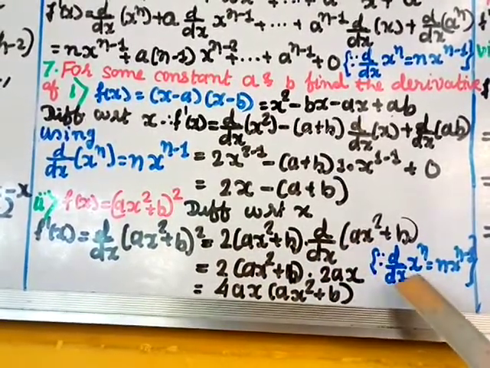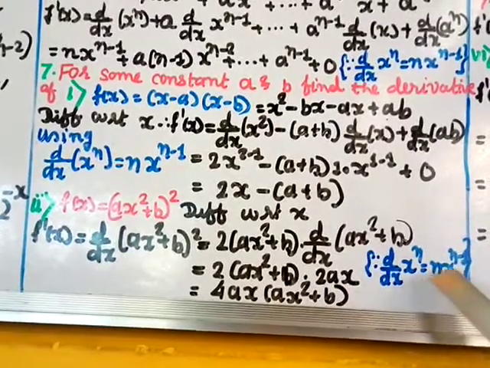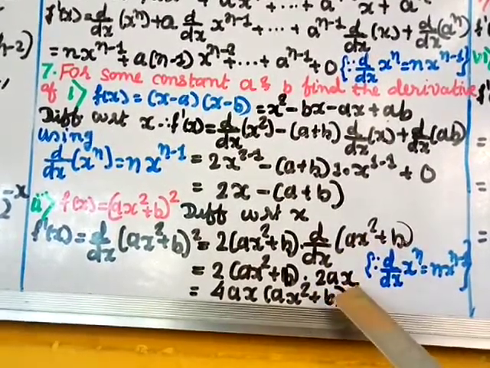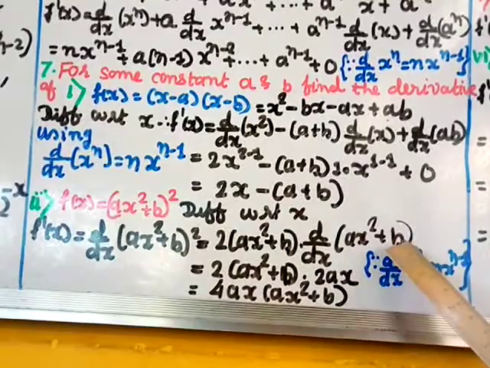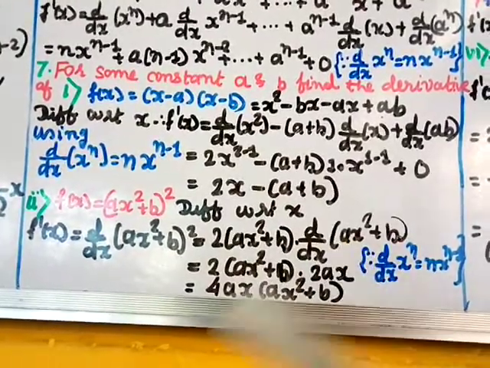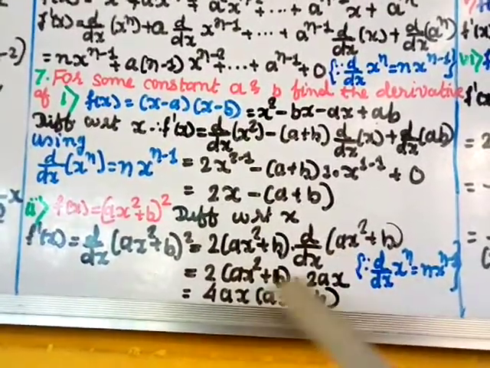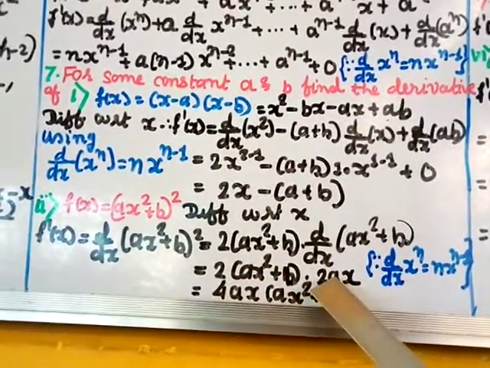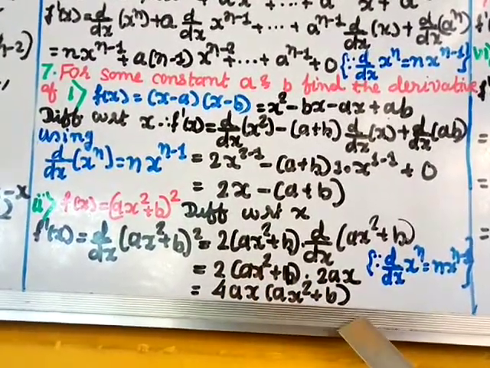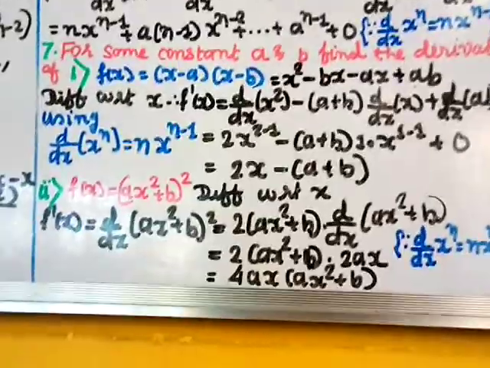X square derivative, again use the same formula, x power n, that is n into x power n minus 1. So 2 into x power 2 minus 1, that is 1, plus b is a constant, so it will be 0. Okay, this a will not be 0 because it has got x square. So what you get here, 2 into 2, 4ax into (ax square plus b). So that is the solution for Roman number 2.